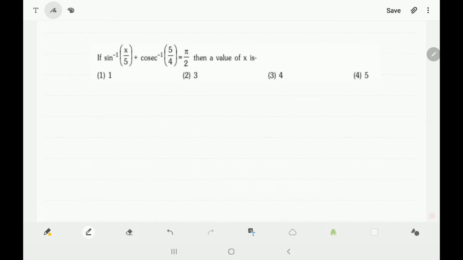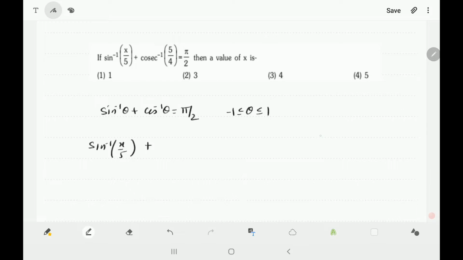In this problem we have to find the value of x if sine inverse x by 5 plus cosecant inverse 5 by 4 is equal to pi by 2. We already know that sine inverse of theta plus cos inverse of theta is equal to pi by 2, where theta belongs to the closed interval minus 1 to 1. So we have sine inverse x by 5 plus cosecant inverse.